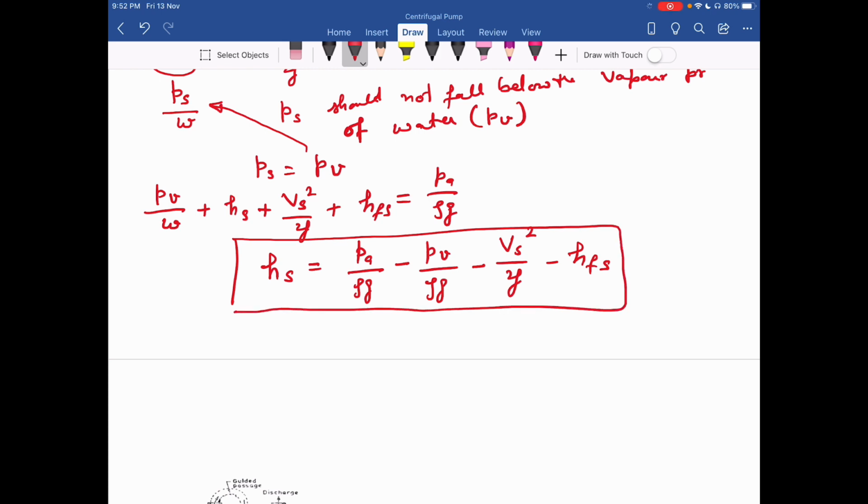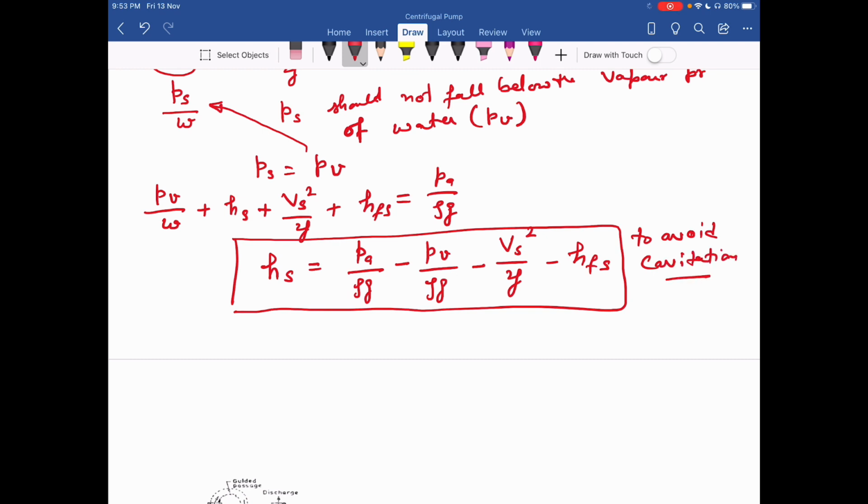Okay, so the suction height should not be more than this value of HS. So I repeat it again. The suction height should not be more than this value of HS to avoid cavitation.